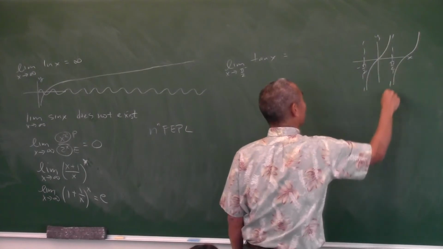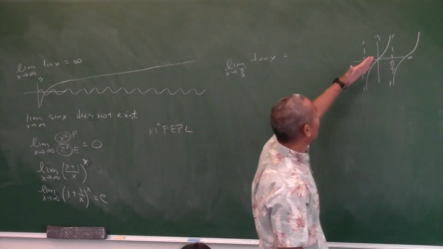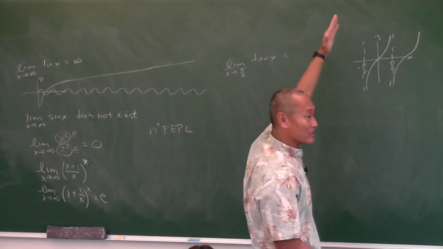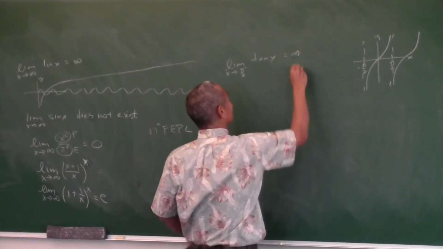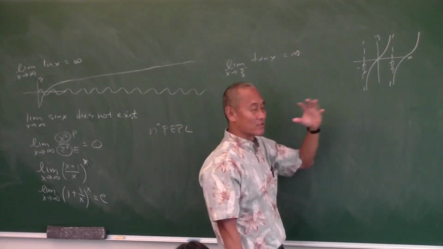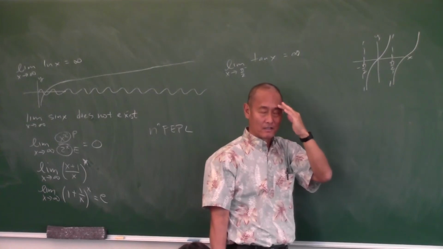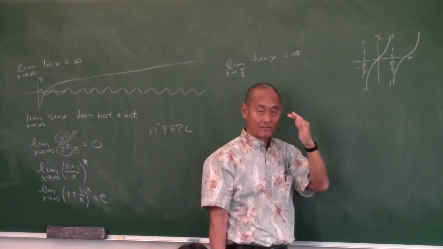So here's pi over 2, approaching from the left, what's happening? It's exploding upward, so the limit is infinity. So hopefully you don't have to draw this, right? You just imagine it, because it's a base graph.